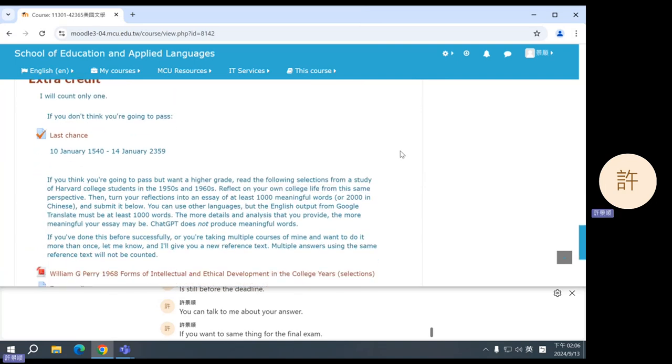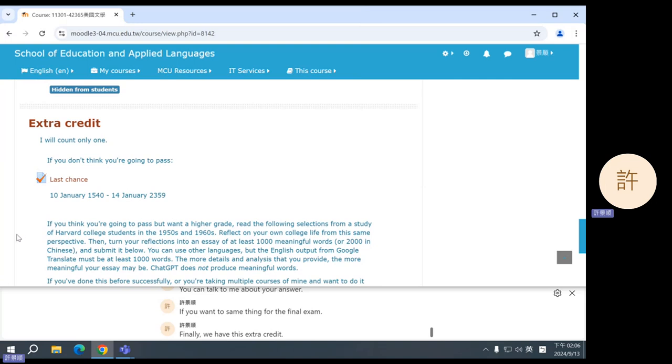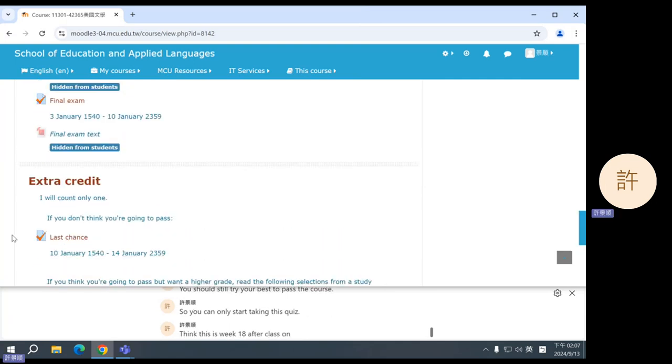Finally, we have this, extra credit. If you don't think you're going to pass, you can do the last chance quiz. What is the last chance quiz? You'll find out if you take it. If you do a good job, I may let you pass anyway. Now, I encourage you, don't depend on this. You should still try your best to pass the course. So you can only start taking this quiz, I think this is week 18, after class on week 18.